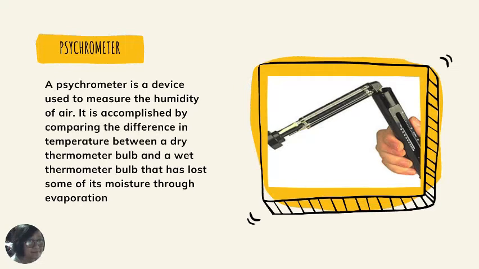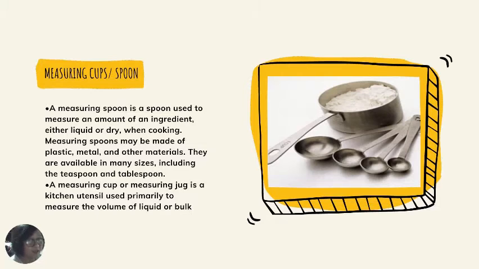Next, measuring cups, measuring spoon. A measuring spoon is a device used to measure an amount of an ingredient, either liquid or dry. Measuring spoons may be made of plastic, metal, and other materials. They are available in many sizes, including the teaspoon and tablespoon. A measuring cup or measuring jug is a kitchen utensil used primarily to measure the volume of a liquid.